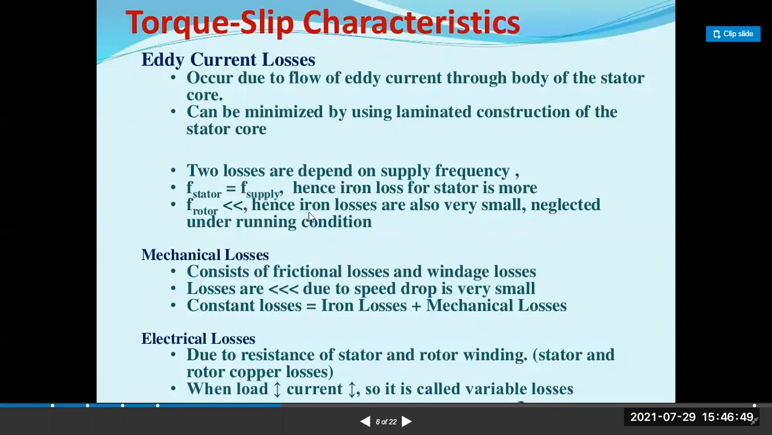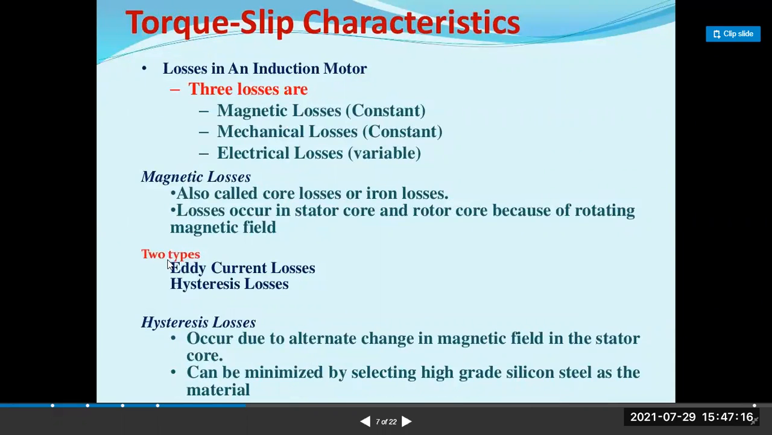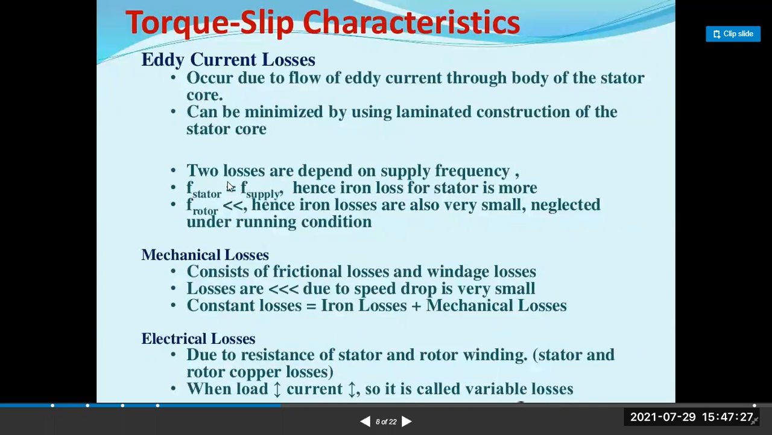Now you can see that hence the iron losses are very small. As the rotor frequency is smaller than the stator frequency, the iron loss in the rotor part is very small, and it can be neglected in the running condition. So these magnetic losses have three important points. First, magnetic loss, or iron loss, is the combination of hysteresis loss and eddy current loss. Next, both losses depend on the supply frequency. Stator frequency is equal to the supply frequency, so the iron loss will be higher. And rotor frequency is lesser than the stator frequency, so the iron loss will be small and can be neglected in the running condition.